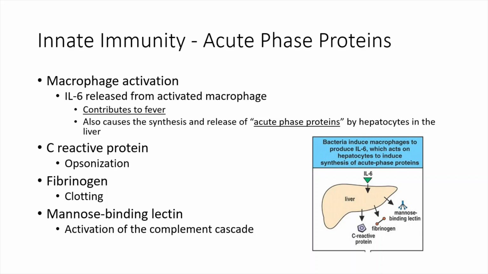Alright, so you have your IL-6 being released by an activated macrophage. An activated macrophage is basically one that, once it tastes the bacteria for the first time, is activated, once it eats up one. Like I said, IL-6 contributes to fever and also leads to the release of acute phase proteins. These are examples of acute phase proteins. Here, C-reactive protein has a role in opsonization. I think this is pretty straightforward, so I won't go into it again in the review. And we have fibrinogen leading to clotting, and mannose binding lectin.